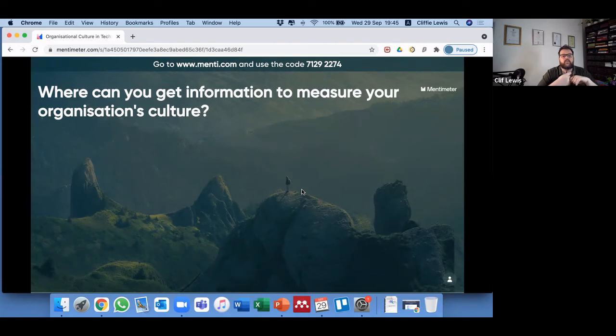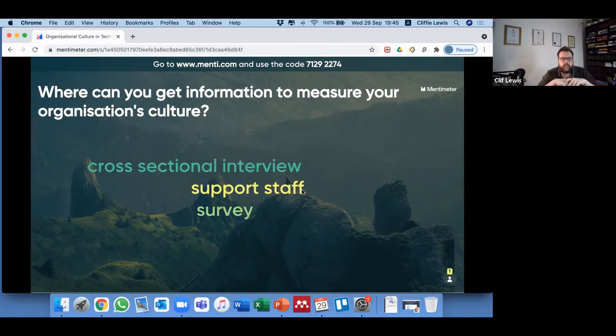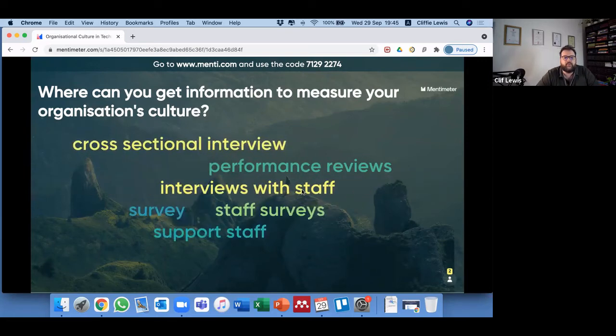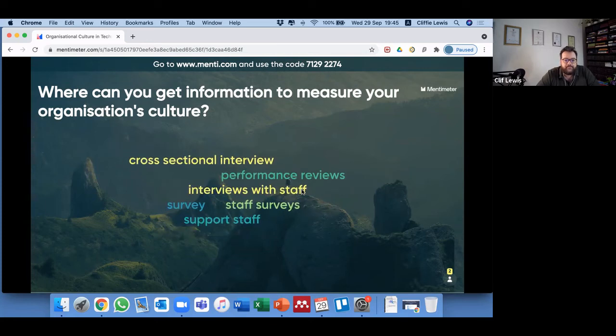And so here you can use, this is a word cloud exercise. So any word or phrase, or there we go, a cross-sectional interview. Okay, support staff survey, yeah, good. Nobody else want to try? I've only got one person giving, oh, there we go, more performance reviews, surveys, staff surveys, yeah.